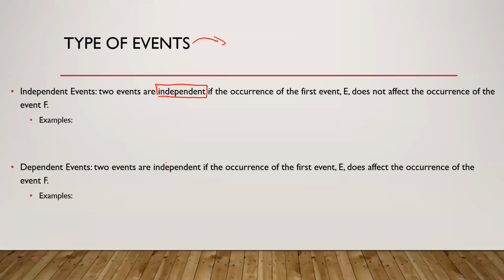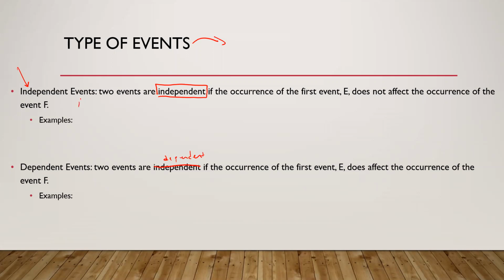And then this is a little bit of a typo here. 2 events are dependent. Sorry about that. Didn't get a chance to proofread before I finished these slides. Okay, independent if the occurrence of the first event does not affect the occurrence of the second event F. And dependent events, 2 events are dependent if the occurrence of the first event E does affect the occurrence of the second event F. All right, we're going to spend most of our time talking today about independent events.